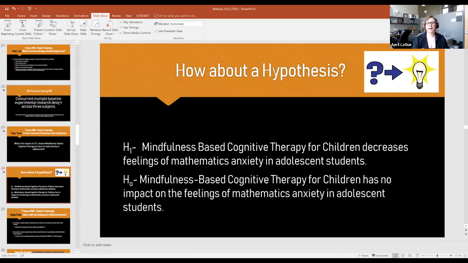So we have our hypotheses. We have mindfulness-based cognitive therapy for children. Again, that manualized approach will decrease feelings of math anxiety in adolescent students. That's what Angela felt like was going to happen in her study. And then of course, the null would be that there's no impact. It's important to state those very clearly because when you are showing change, this is the statement that it's all focused on. And looking at your administrators and your supervisors, this is the change that they're going to want to see.